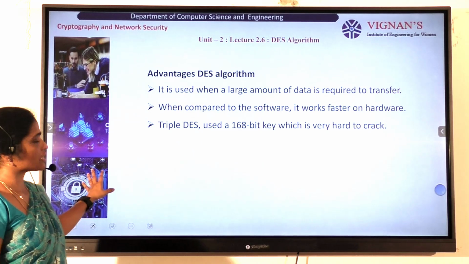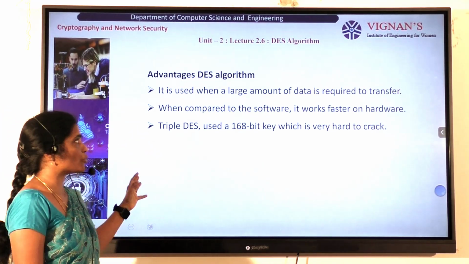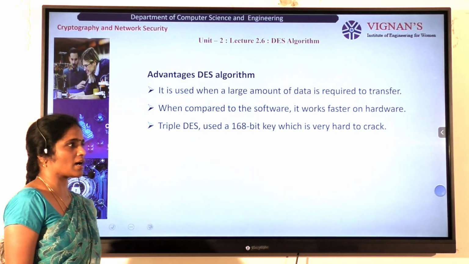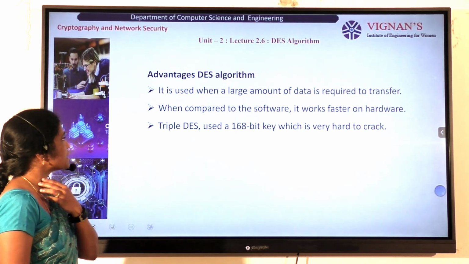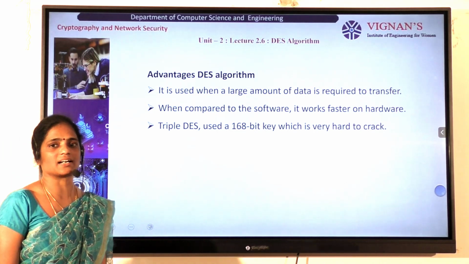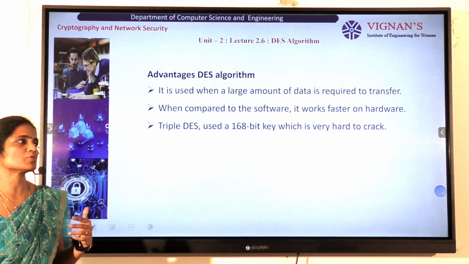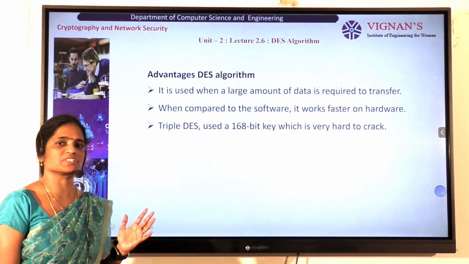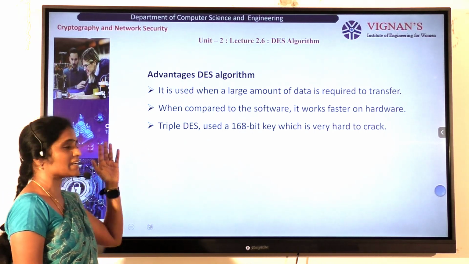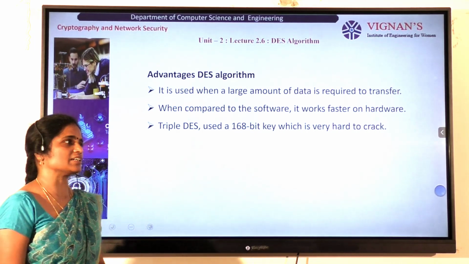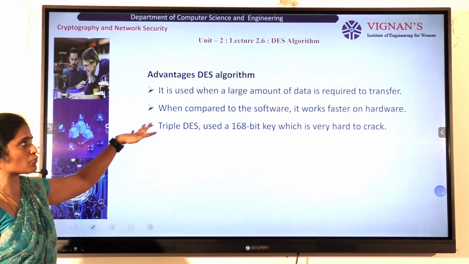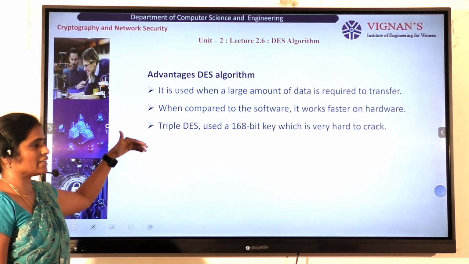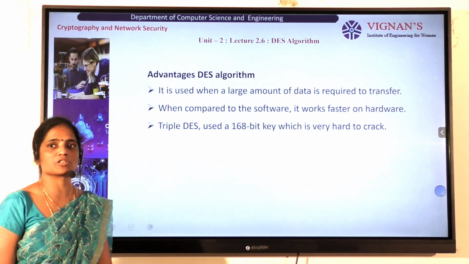So the advantage of the DES algorithm is that it is very useful when a large amount of data is required to be transferred from any application. Compared to software, it also works faster in hardware systems, and triple DES uses a 168-bit key, which makes the data hard to crack. Why do we use the DES algorithm? If you want to send information to other persons, we have to provide some security because it is confidential data. To give security to your data, we encrypt the data we send to the user. DES is very useful when we transfer a large amount of data to someone, and in DES we have many standards. One of these is triple DES, which follows a 168-bit key.